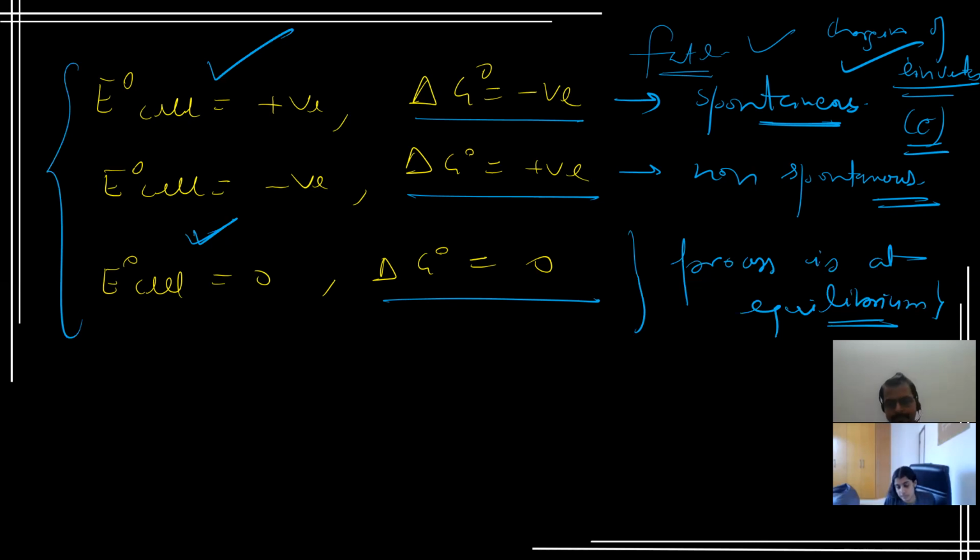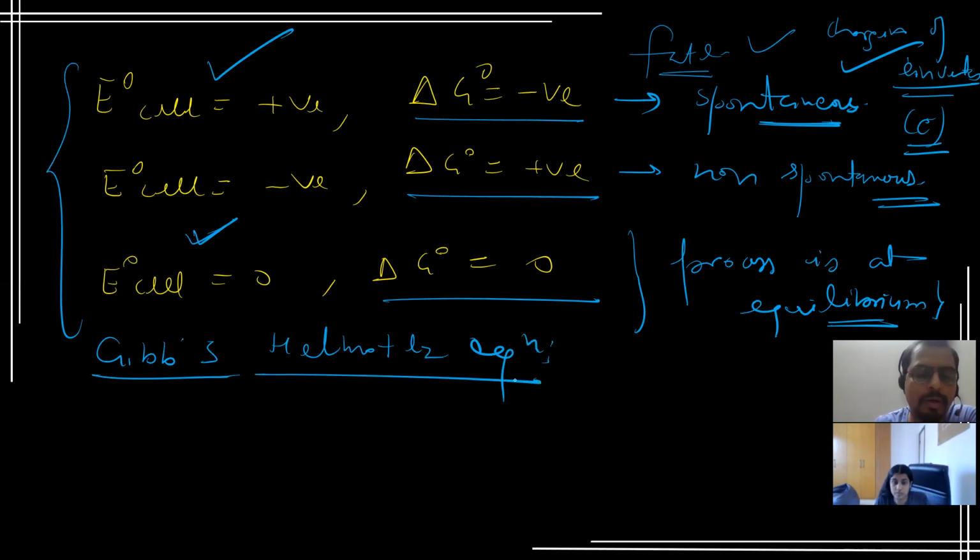Okay. So now there is an equation called the Gibbs-Helmholtz equation. That is delta G is equal to delta G naught plus RT ln QC.